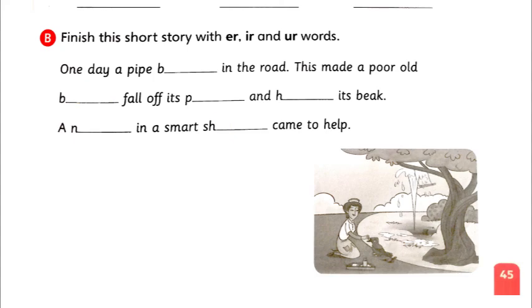So you can see we have completed the story. So let's see what the story is. One day a pipe burst in the road. This made a poor old bird fall off its perch and hurt its beak. A nurse in a smart shirt came to help.